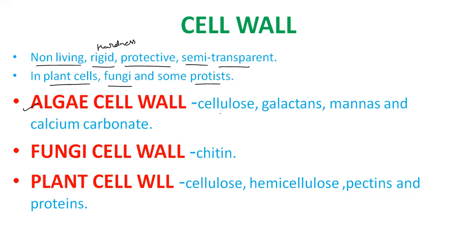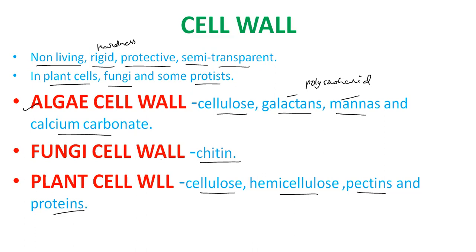Algae cell wall is made up of cellulose, galactans, mannose, and calcium carbonate. Galactan and mannose are polysaccharides. And fungi cell wall is made up of chitin, and plant cell wall is made up of cellulose, hemicellulose, pectins, and proteins.